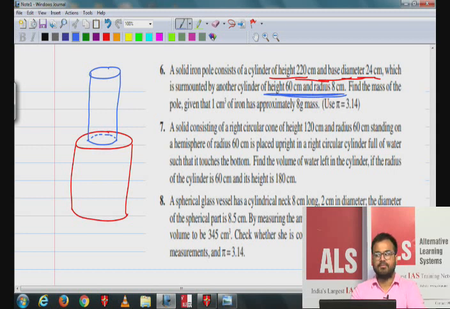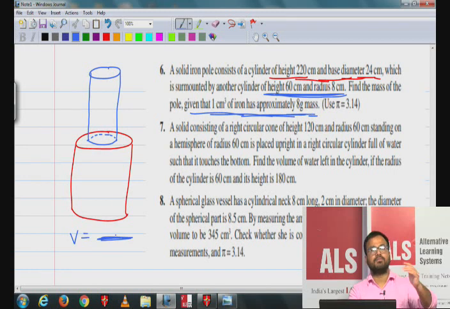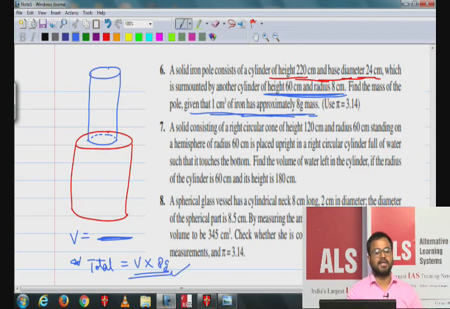So find the mass of the pole, given that 1 centimeter cube of iron has approximately 8 gram of mass. So first of all, figure out the volume. This relation is given: 1 centimeter cube has 8 gram of mass. Whatever volume you are getting, volume means adding the volume of the first cylinder plus the volume of the second cylinder. Just multiply the volume. So total mass we have to figure out. So it will be volume multiplied by 8 gram. That would be the answer. Just do it like this.